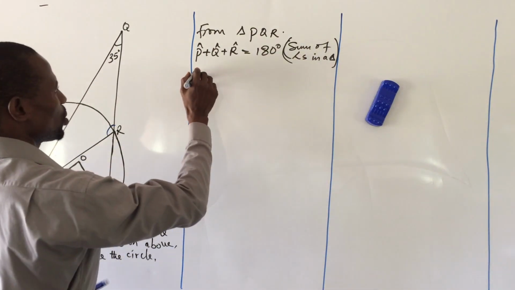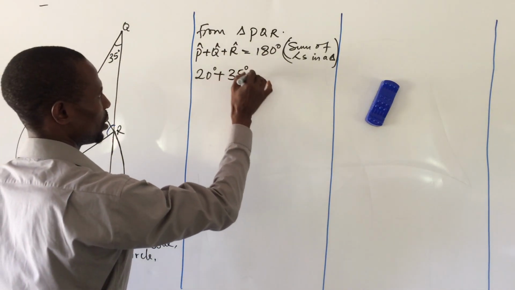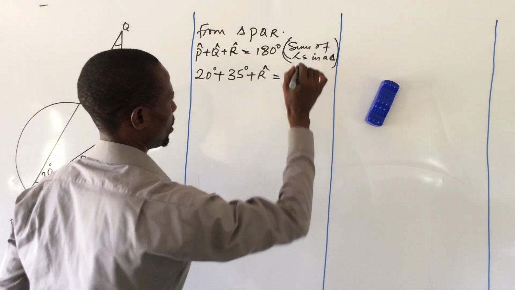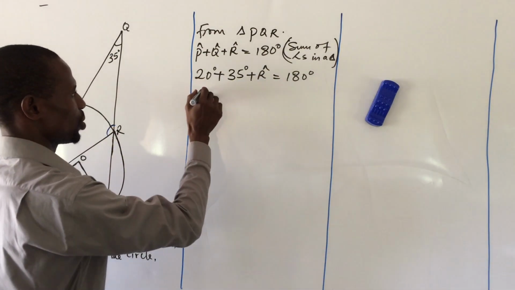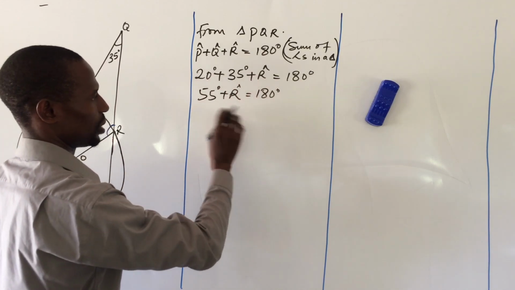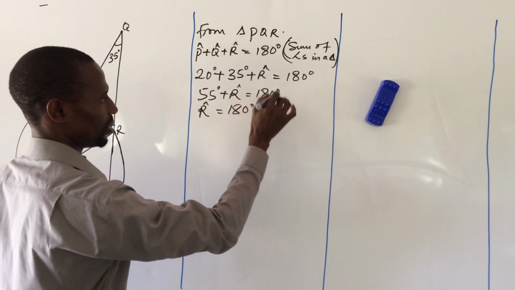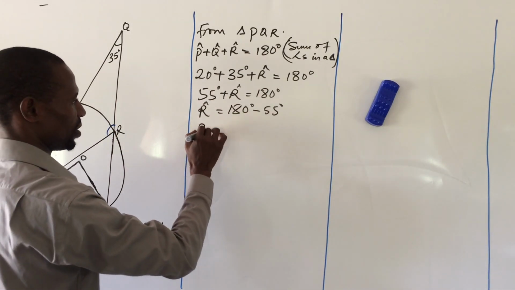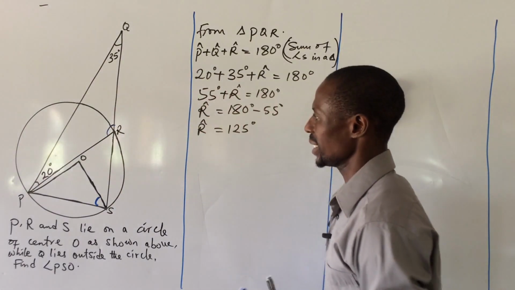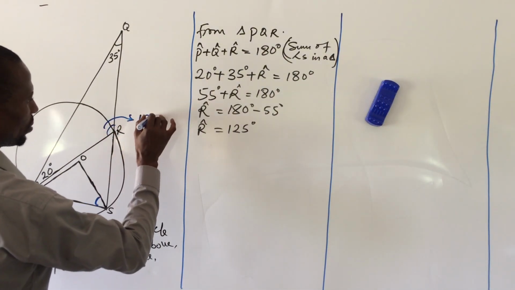So P is 20 degrees, plus Q is 35 degrees, plus R, which is what we're looking for and is not known, is equal to 180 degrees. So 20 plus 35 gives us 55 degrees plus R is equal to 180 degrees. Collecting like terms, R is equal to 180 degrees minus 55 degrees, and if you subtract this, R is equal to 125 degrees. So we've succeeded in calculating this. Let's bring out this angle here: it is 125 degrees.